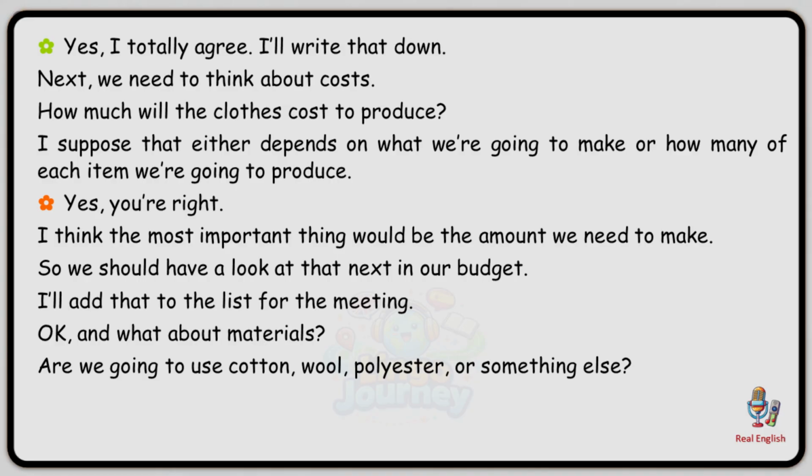I suppose that either depends on what we're going to make or how many of each item we're going to produce. Yes, you're right. I think the most important thing would be the amount we need to make. So we should have a look at that next in our budget. I'll add that to the list for the meeting.